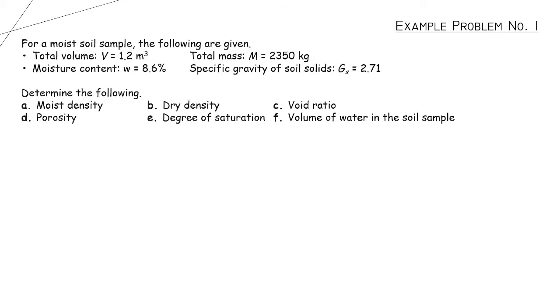So let us have example problem number 1. We are given a moist soil sample in which the total volume is equal to 1.2 cubic meters. The moisture content is 8.6%. The total mass is 2,350 kilograms, and the specific gravity of soil solids is equal to 2.71. First, we are asked to determine the moist density.